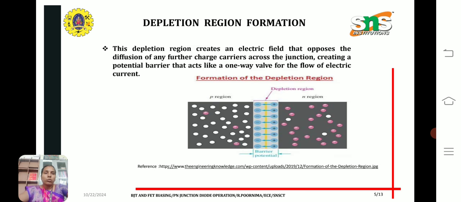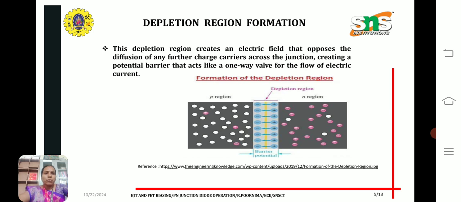So what is meant by depletion region? The depletion region internally creates an electric field. It acts as a potential barrier. This electric field opposes the diffusion of any further charge carriers across the junction. So it creates the potential barrier, and it acts like a one-way valve for the flow of electric current.